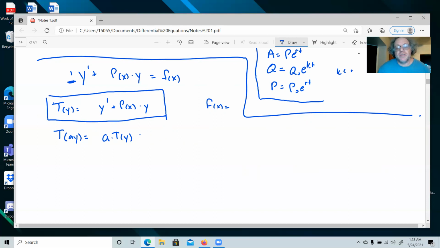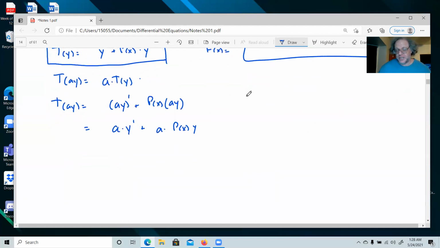Just like the function rules, everywhere we see a y, we're going to replace it with an ay. So T of ay is equal to ay tick plus p of x times ay. And since we're taking the derivative of a constant times something, a is a constant, so this is a times y tick plus a times p of x, y. Because we can just change the order, since multiplication commutes that way. So this is a times y tick plus p of x, y, parentheses.